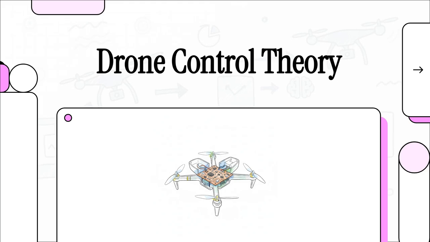Welcome to the Explainer. Today, we're taking a simple piece of plastic, some motors, and a circuit board, and we are going to build a brain. We're exploring the super fascinating world of drone autonomy, and we're specifically focusing on control theory and algorithms.